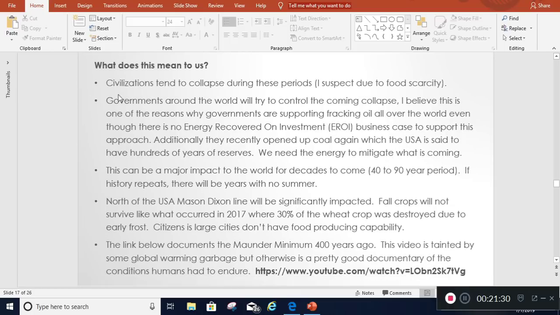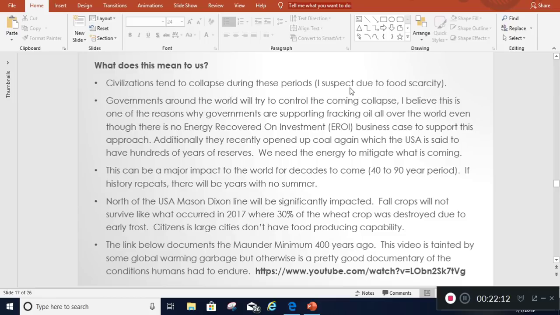All right, so what does this mean to us? Civilizations tend to collapse during these periods, I suspect due to food scarcity. But think about heating and everything else. If we're trying to do solar and wind and all this stuff, and you have extreme cold, which means you're going to have tremendous cloudiness, the solar is not going to work. The wind things are going to get screwed up with ice on them and probably be breaking them, but you're going to need tremendously more power. I think it takes a lot more energy for heating than it does for cooling. So just think about that. How are the governments going to compensate for that?